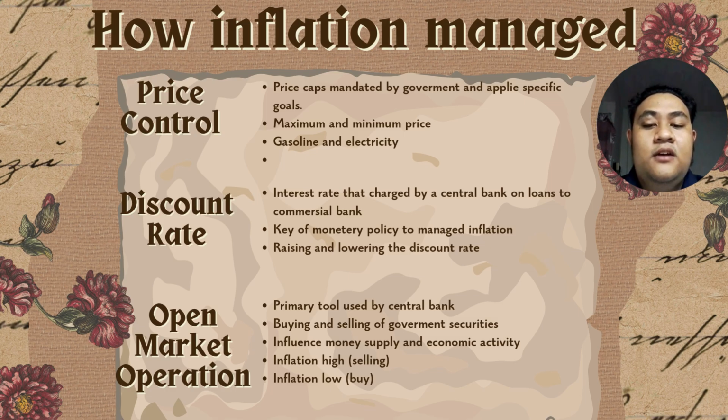Lastly, we have open market operations. Open market operations are a primary tool used by the central bank, buying and selling government securities, to influence money supply and economic activities. When inflation is high, we can sell government securities. When inflation is low, we buy the securities.